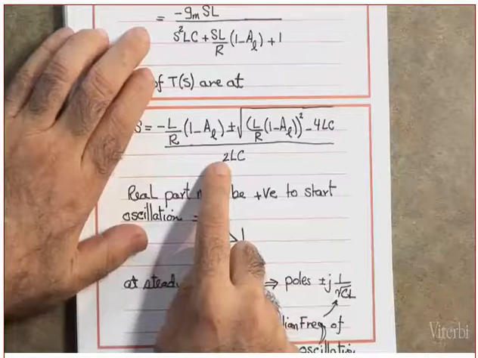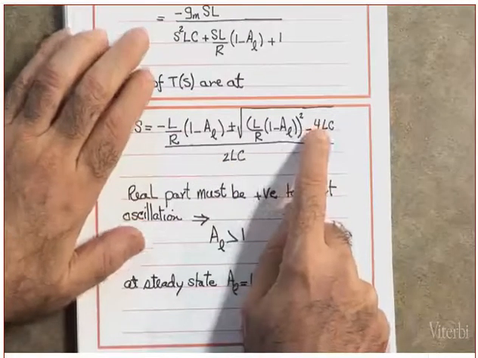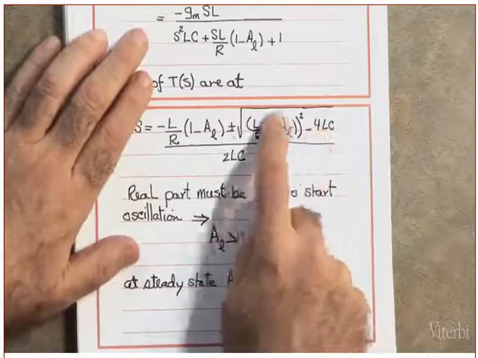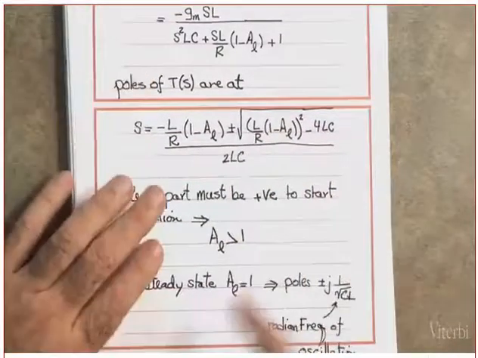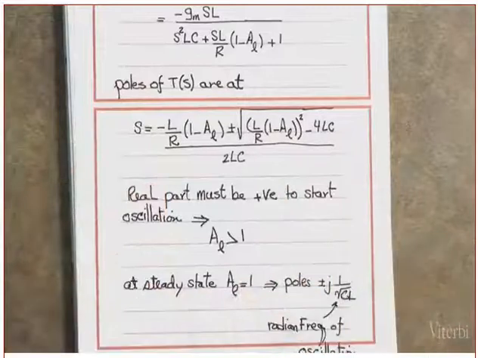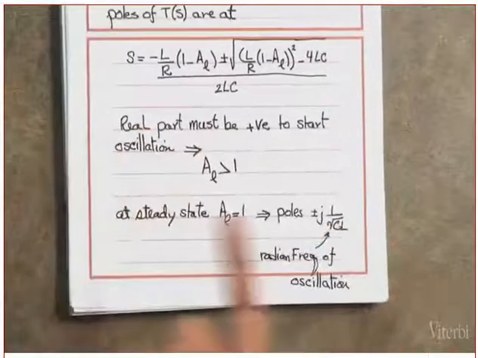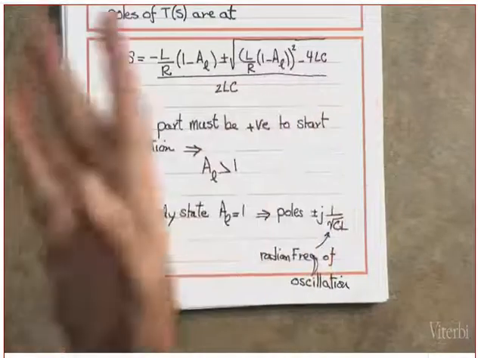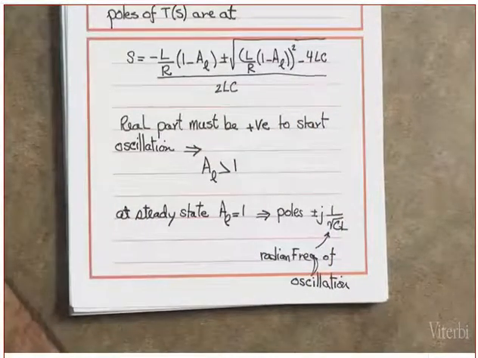I lost you. There is a 4 here. Sorry, the 4 rescued me. There is a 4 in here. When you take the square root, it becomes what? 2. So it cancels with this, and you end up with plus or minus j over what? 1 over LC, which means the frequency is this. Clear? Did we get exactly the same result as the negative resistance model?